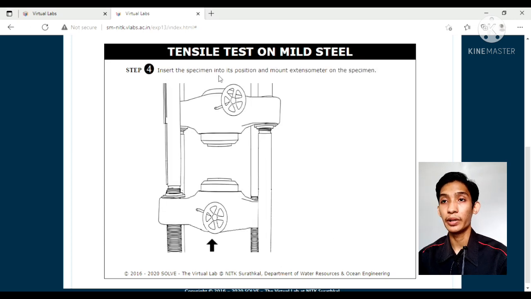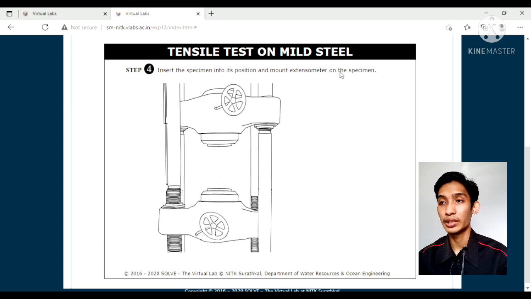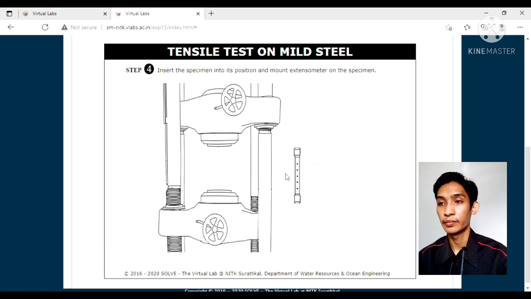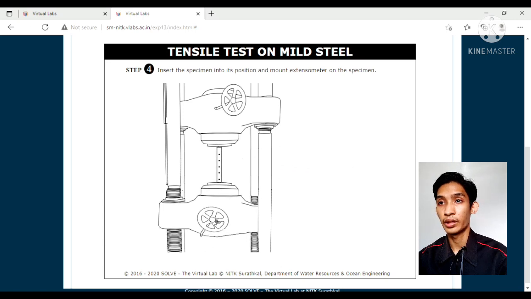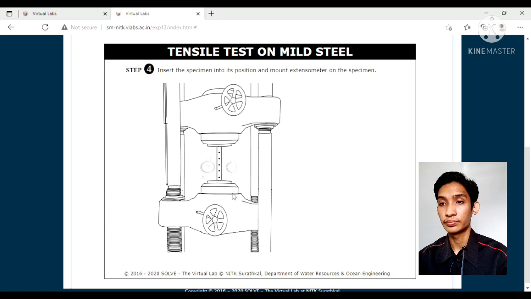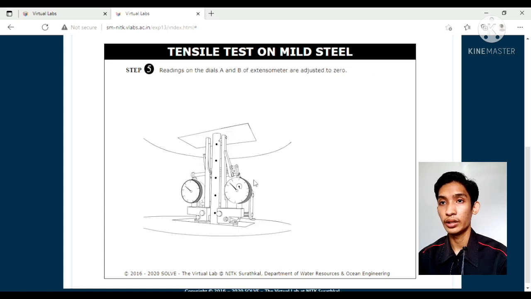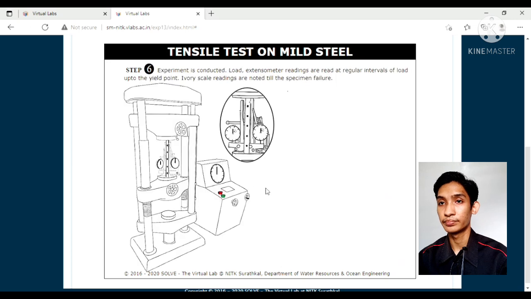Next, insert the specimen into its position and mount a tensometer on the specimen. Next step, the readings on dials A and B of the tensometer are adjusted to 0. The least count of the tensometer is 0.01 mm.